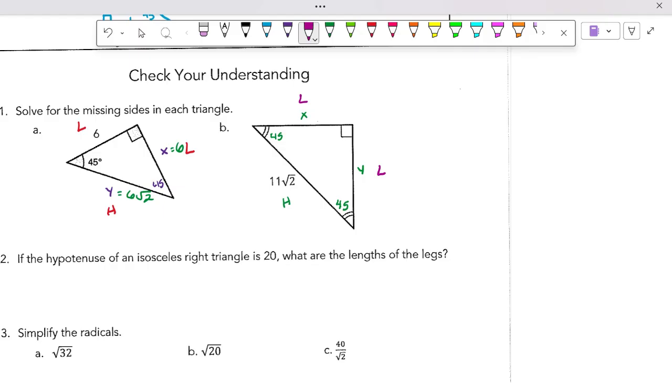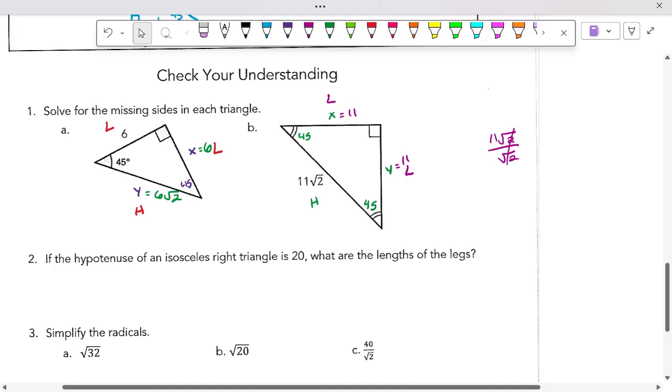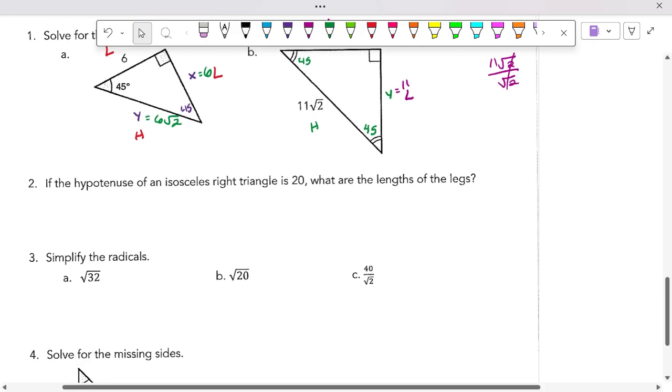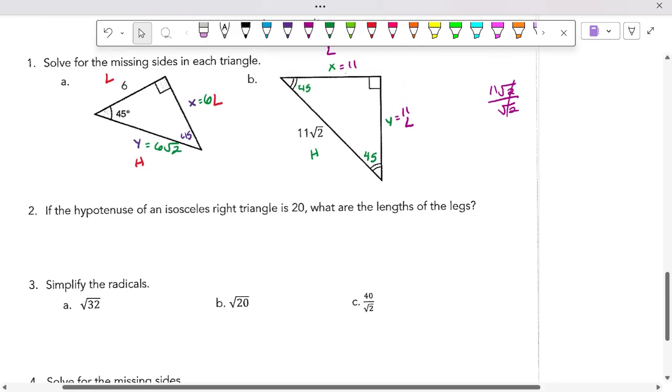So if that's my hypotenuse, how do I get my leg? I divide 11 square root 2 by the square root of 2, and I end up with what? 11. So X is equal to 11, Y is equal to 11.